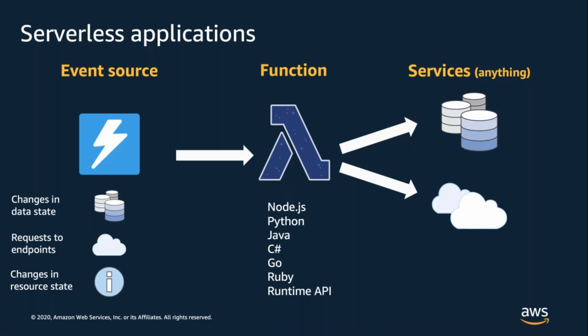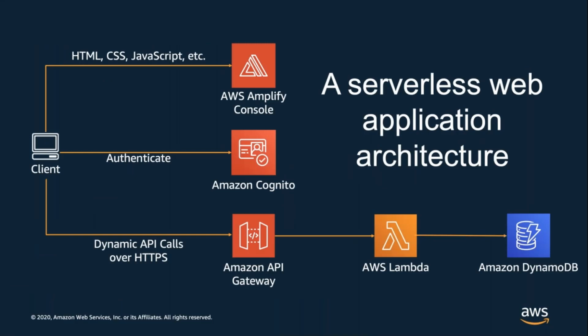Now, I want to get a little bit more specific here and think about a specific type of architecture. This is a really basic diagram for what we would consider a serverless web application. What we have here is a service called AWS Amplify Console, which you can use for hosting static assets such as HTML, CSS, and JavaScript. So perhaps you're building a web application in a modern JavaScript framework like React or Vue. You could use Amplify Console to host that application.